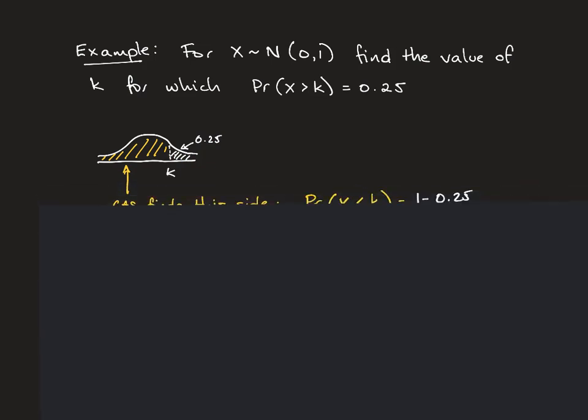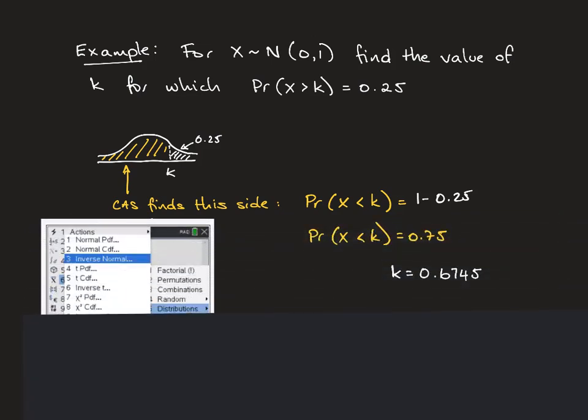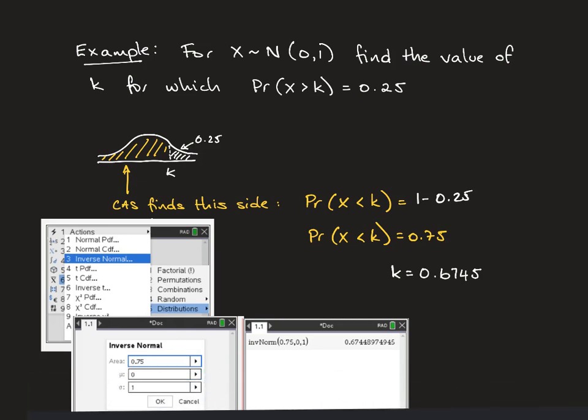Now we know our CAS calculator only finds from the left-hand side upwards, so we're actually going to try and find k with this particular area below it. And that particular area is 1 minus 0.25, which is 0.75. So on our calculator, what we put in is inverse normal distribution, 0.75, mean of 0, standard deviation of 1, and it spits out this answer here, and that is our k value. But we had to use this side, not this side, to find it.